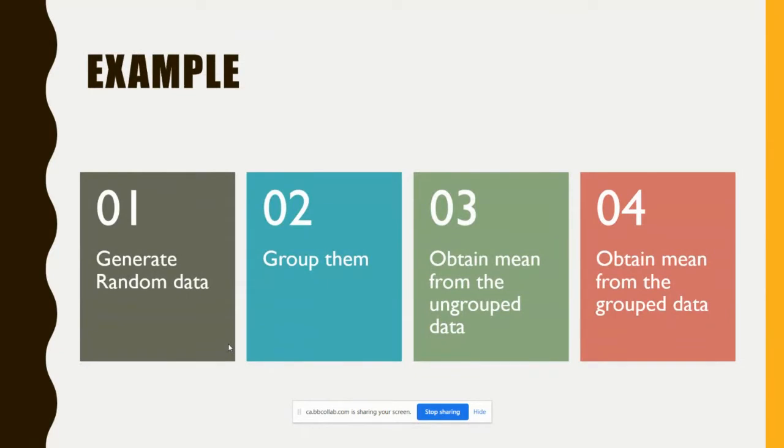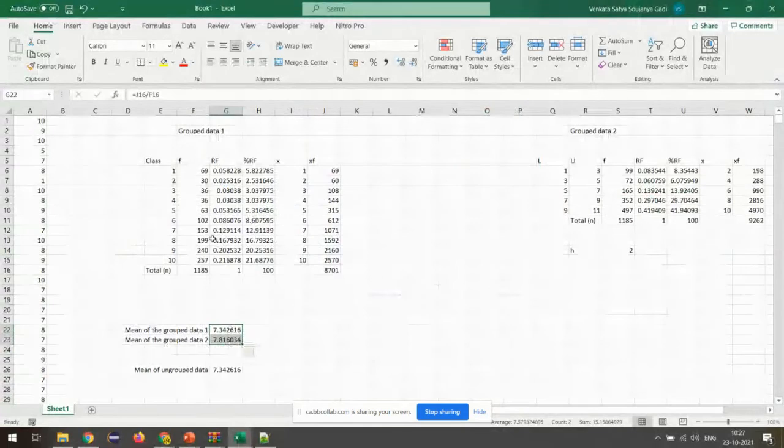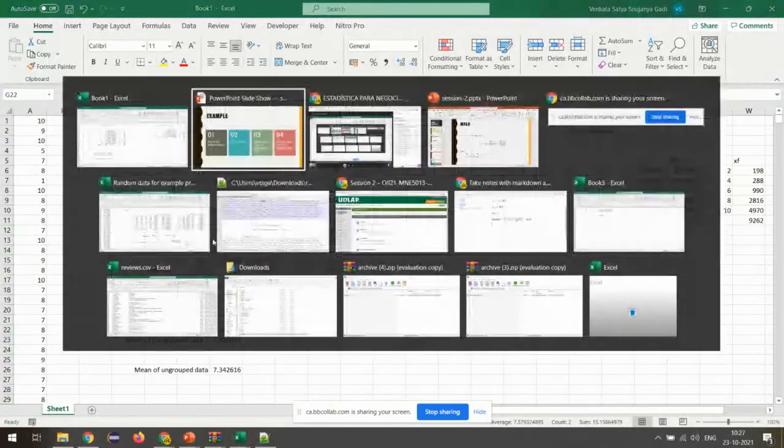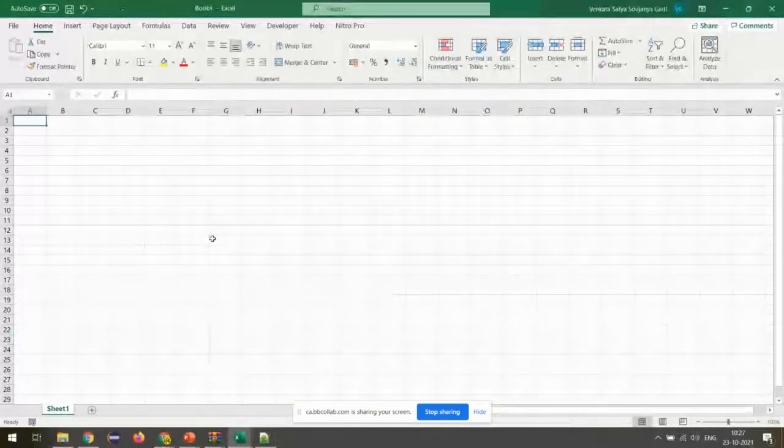So now let's do another example. Let's generate random data, group them, obtain the mean from the ungrouped data, and obtain the mean from the grouped data. Same work that we have done here, we'll do it on some randomly generated numbers. So let's generate some random numbers.